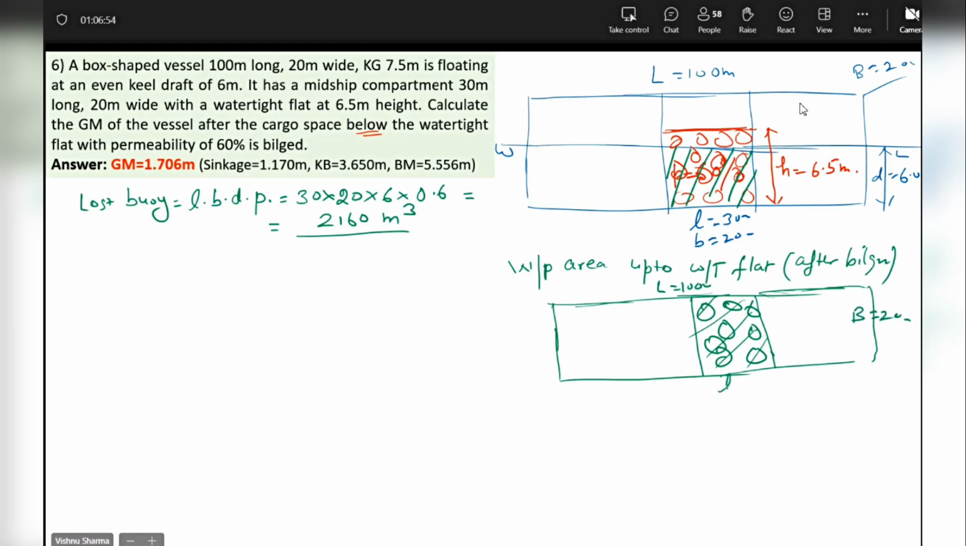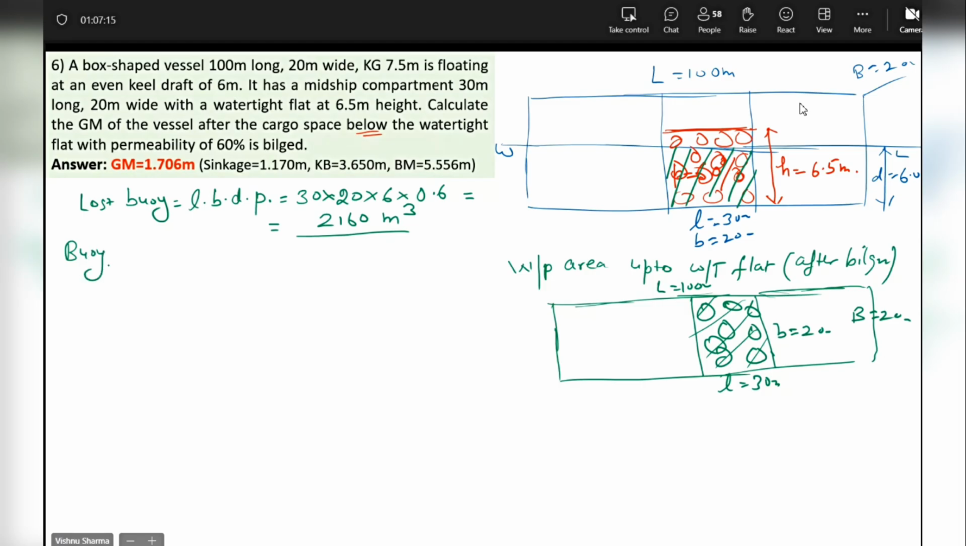Anybody in the class who does not understand this, please let me know, beta. So now, how much will be the buoyancy regained up to that? So what are we going to do now? Intact water plane area multiplied by 0.5. So now, what am I saying?